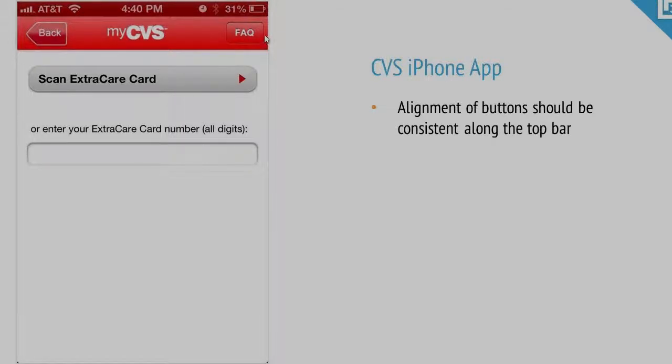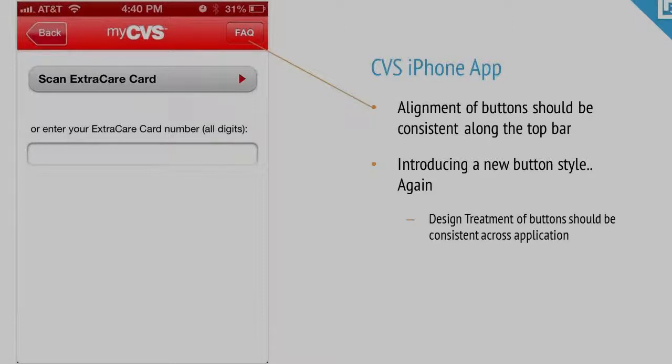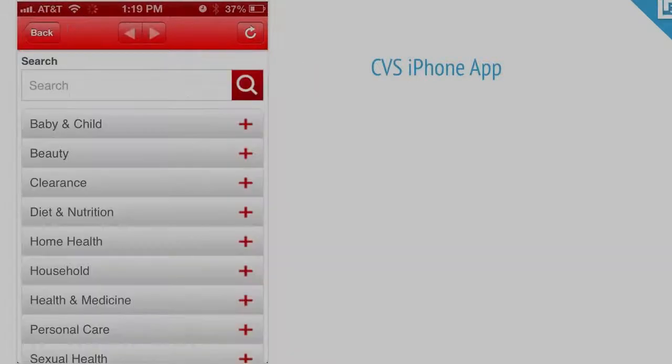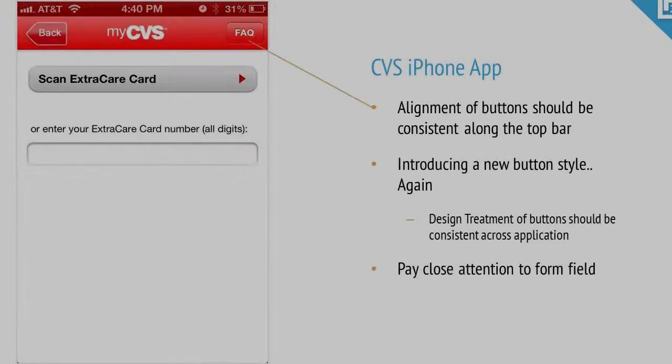The alignment of the button is different than it was on the previous page. All of a sudden, the FAQ button has moved over, and there's a smaller margin between it and the right edge, and it should be consistent. And we're also introducing a new button style here. This FAQ button should be the exact same style as the back button and as the previous buttons before, not just the same placement. So all of a sudden we're having these kind of breaks within the application. And the design treatment of the button really needs to be consistent across the application.